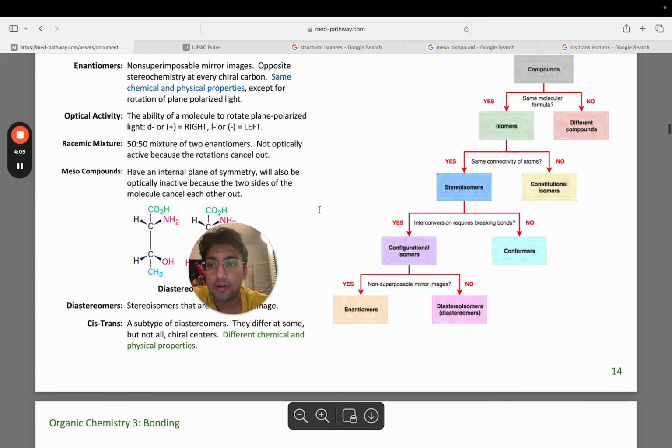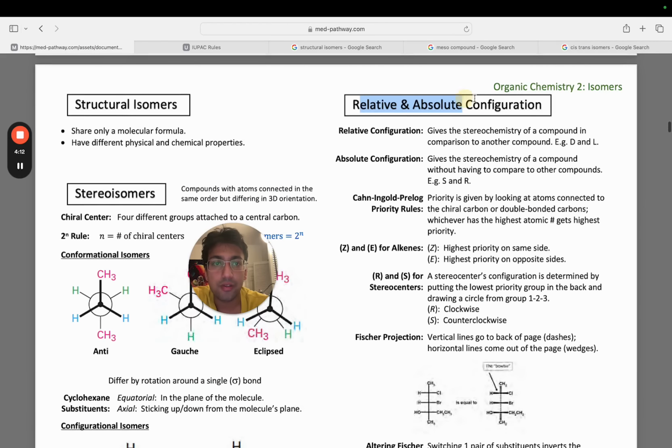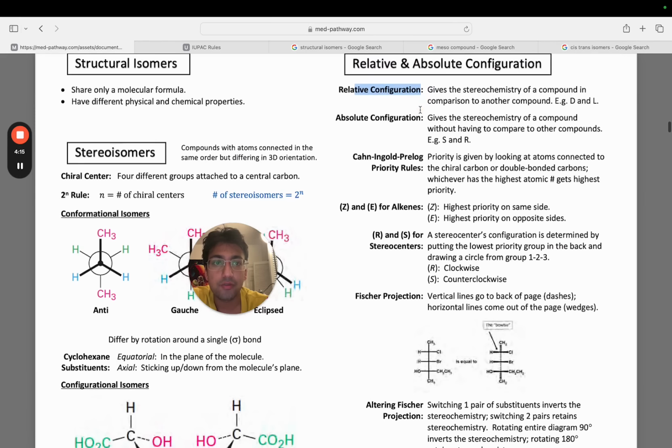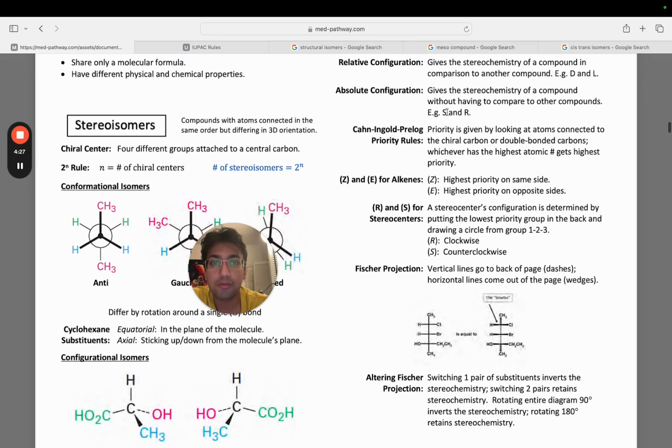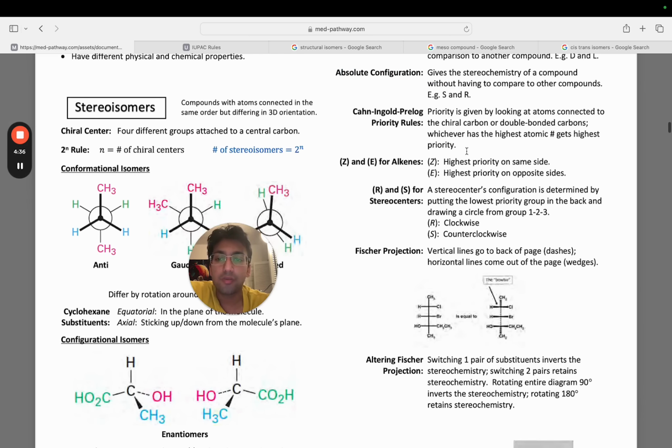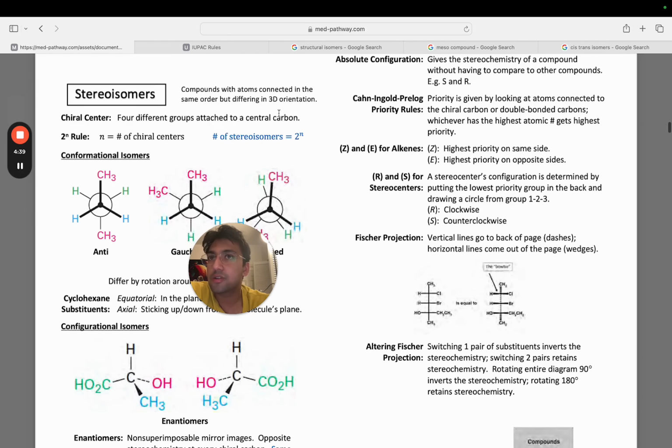Okay, now we talked about everything on this side. Let's go over relative and absolute configuration. Relative configuration is basically the stereochemistry of a compound in comparison to another compound. D and L, to be honest, are kind of lower yield than absolute configuration. Absolute configuration is more important for the purposes of organic chemistry, and this is when you define something as S or R. If I told you this compound is oriented in the S configuration, and I told you what the substituents were, you'd be able to draw it out and tell me how these are oriented in space. That's our convention for describing that.